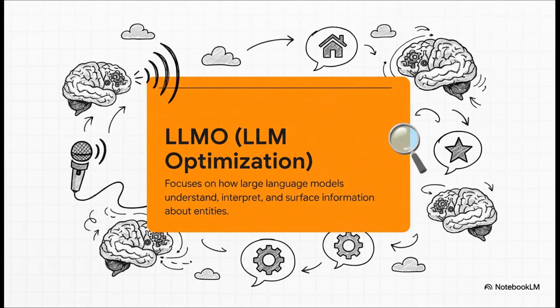And last but not least, we've got LMO, Large Language Model Optimization. Now, this one's a bit of a mind bender. It's not really about a specific search result at all. This is about teaching the AI's brain, we're talking ChatGPT, Gemini, you name it, who your brand actually is. You're basically making sure that when an AI talks about you, it's not making stuff up.